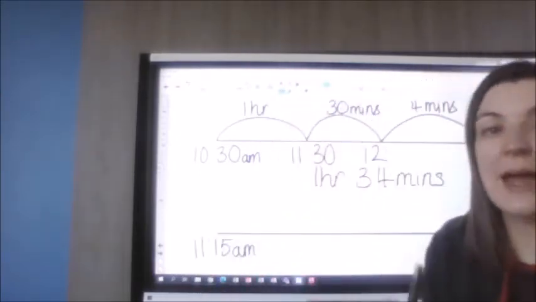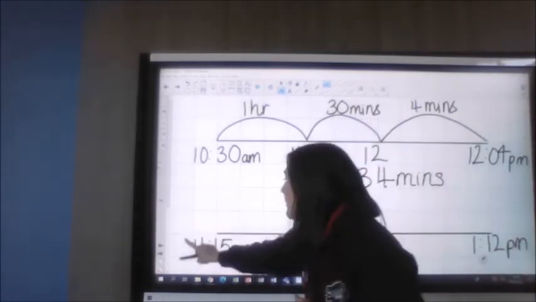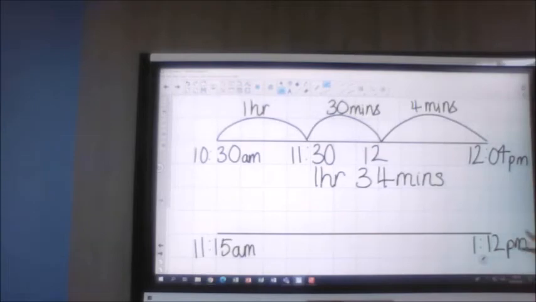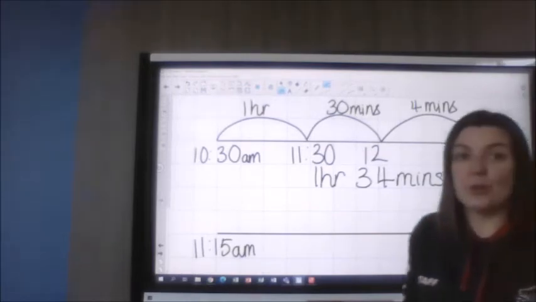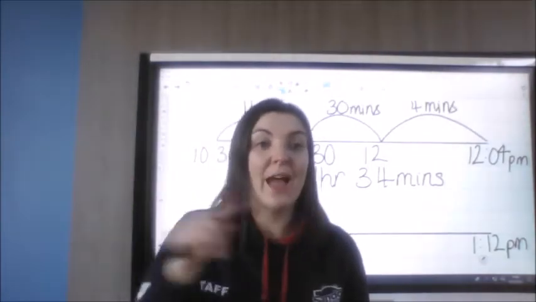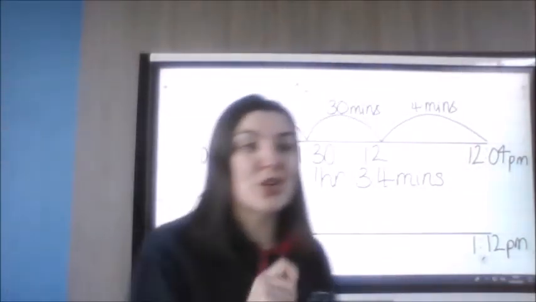So what I'd like you to do now is pause the video and have a little go at this one. So this one, the journey starts at 11:15 and finishes at 1:12. So I want you to pause the video in your purple book, have a little go at that one to work out the journey time. Okay, so you should have had a go at that one.